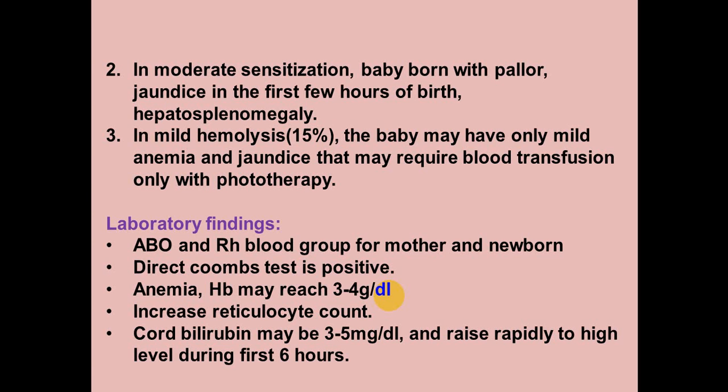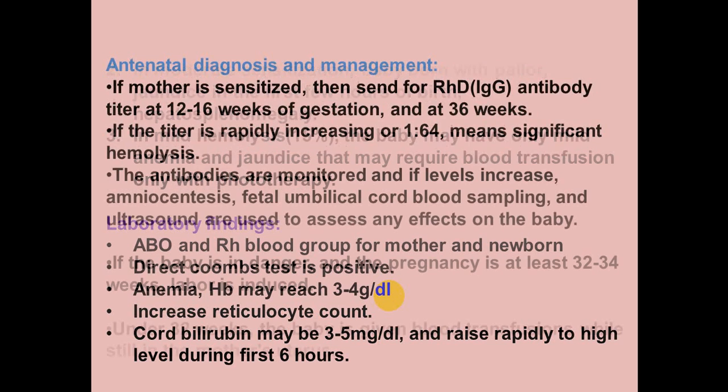What are the necessary laboratory investigations in RH isoimmunization? First of all, we should do ABO and RH blood group of the mother and the baby to see what's going on. Then complete blood count to see the hemoglobin level, the reticulocyte count, and the shape of the RBC. And the direct Coombs test, of course, will be positive. There will be anemia with complete blood picture. And the cord bilirubin may reach 3 to 5 milligram per deciliter and may rise rapidly thereafter.